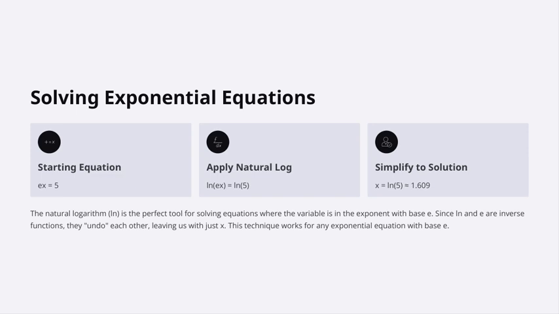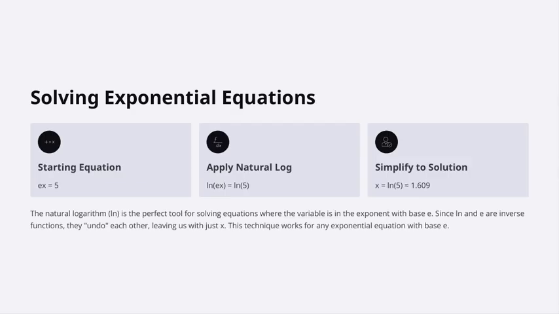Since ln and e are inverse functions, ln e^x simplifies directly to x. This leaves us with x equals ln 5. And if we evaluate ln 5, we get approximately 1.609.